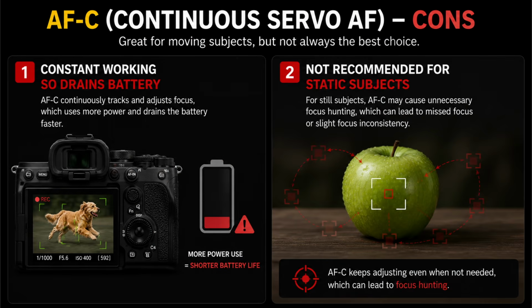The trade-off is that AFC never really stops working. The lens is constantly making small adjustments which can use more battery power and may occasionally shift focus if your chosen focal point drifts away from the subject. For static subjects, it provides no real advantage over AFS and can sometimes make the composition slightly less predictable.